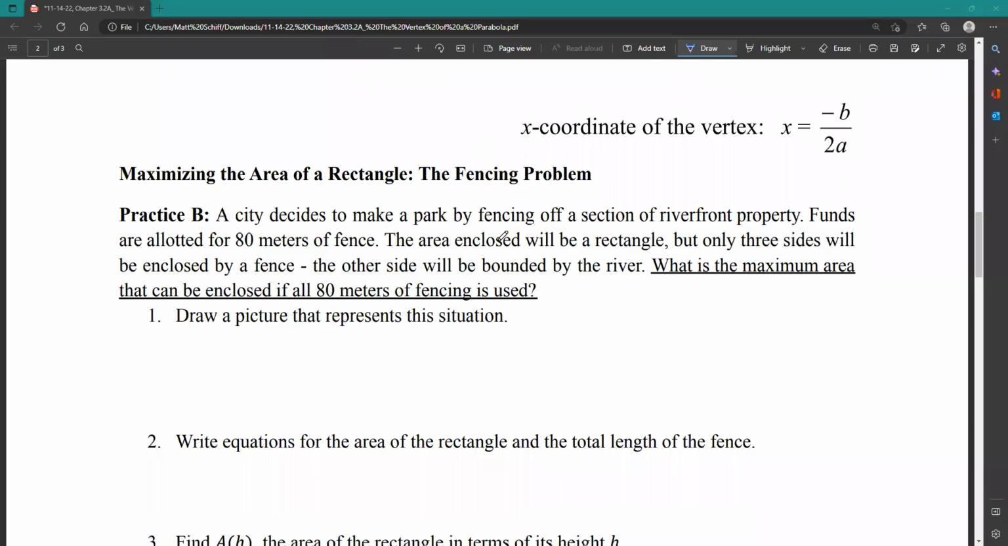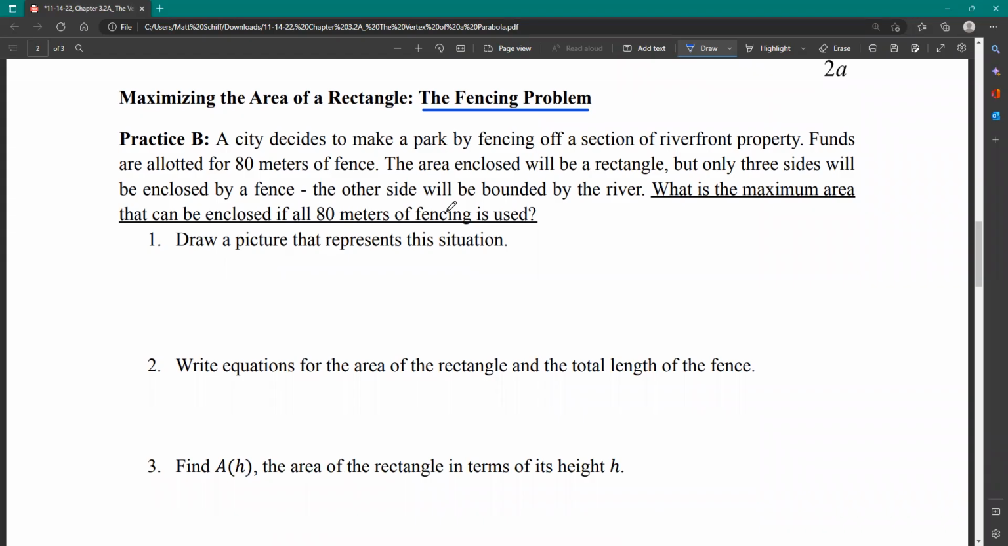Okay, so then another type of problem involving the vertex is where we want to maximize the area of a rectangle or some closed shape. But rectangles are, for our purposes, what we'll focus on. This is known as the fencing problem. If you take calculus, you will see this problem again. So it's good that you're seeing it now, get some background on it.